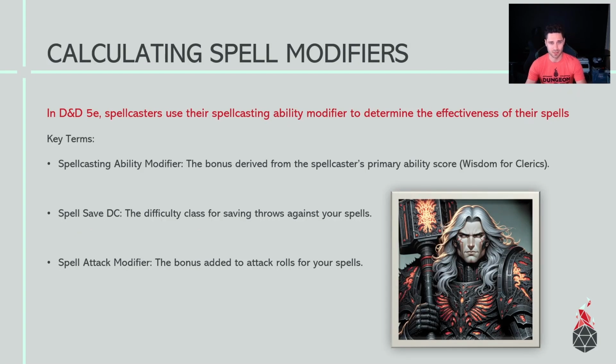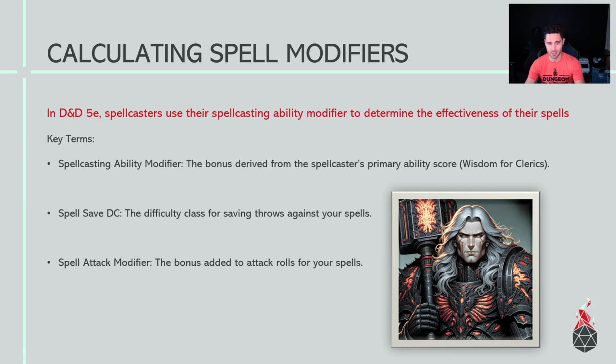So how do you calculate those, and what do they mean? Well, in D&D 5e, spellcasters use their spellcasting ability modifier to determine the effectiveness of their spells. What that means is the three categories I just went over with you, whichever yours falls into, that's going to be the number you use for your spellcasting abilities. Key terms for your spell modifiers are your spellcasting ability modifier. This is the bonus derived from the spellcaster's primary ability score.